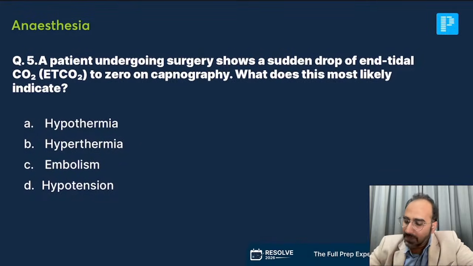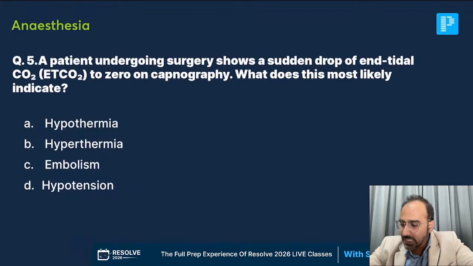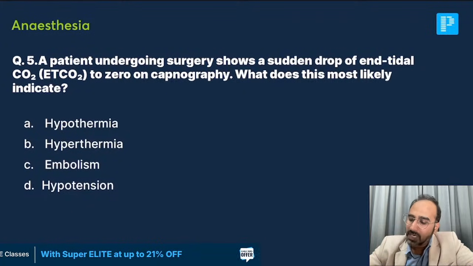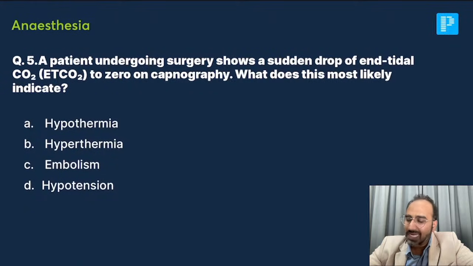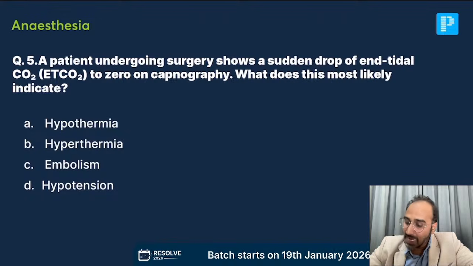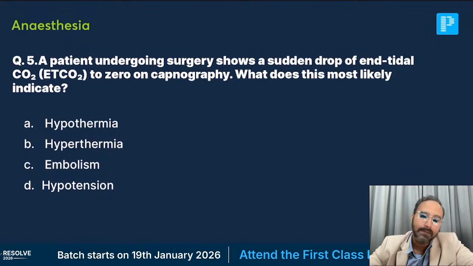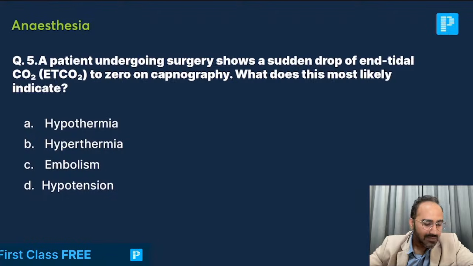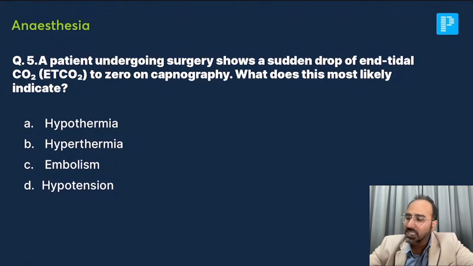Next, a patient is undergoing surgery and shows a sudden drop in end-tidal carbon dioxide to 0. What does it most likely indicate? Now going to the options, guys: hypothermia, hyperthermia, embolism, and hypotension. So what is the answer for it? Guys, remember, the answer based on the options given over here is what?